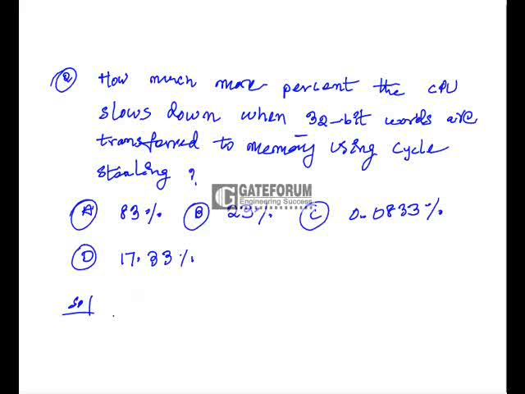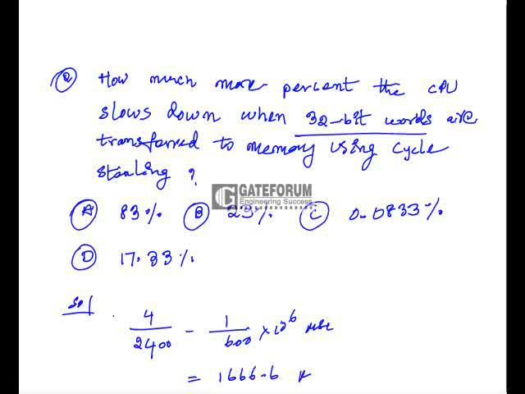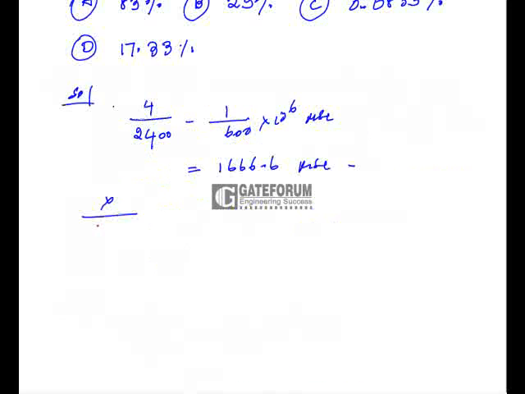So 32-bit means we can transfer 4 characters because each character is 8 bits. 8 into 4 is 32. So for 4 characters it will be 4 by 2400. This will become 1 by 600 into 10 power 6 microseconds. So this is equal to 1666.6 microseconds.